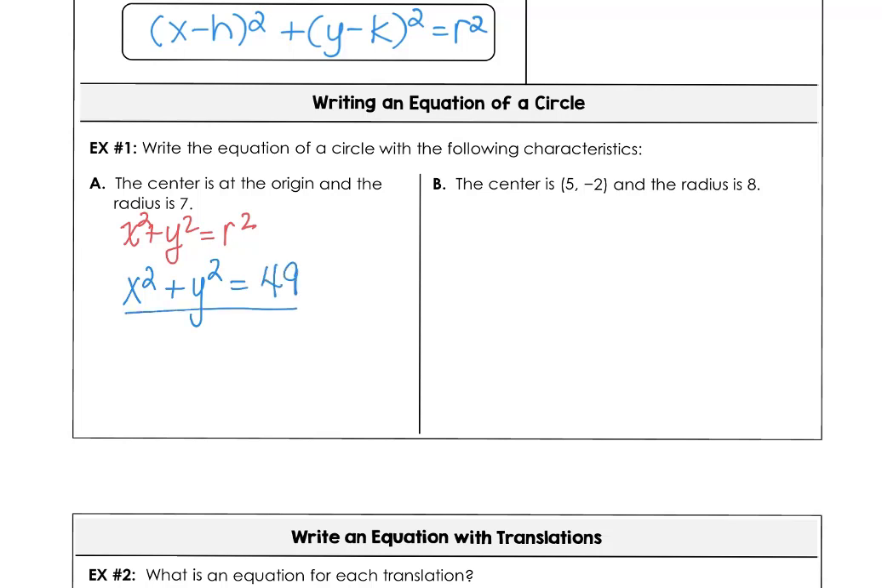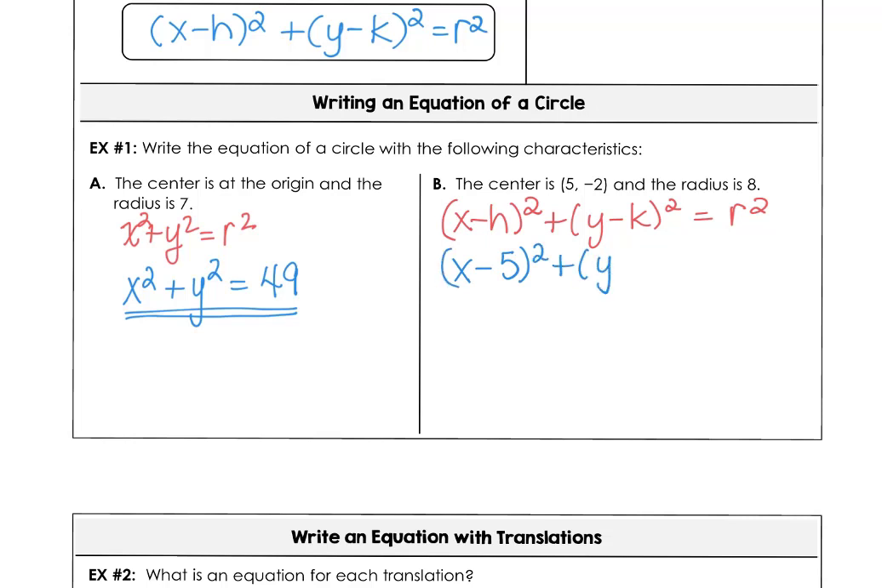In example 1b, the center of the circle is at (5, -2), and the radius is 8. So we want to use the transformed equation, x minus h quantity squared plus y minus k quantity squared is equal to r squared. And using the information we have, x minus 5 quantity squared plus y minus negative 2 quantity squared equals 8 squared, which gives us 64. So those are fairly easy.